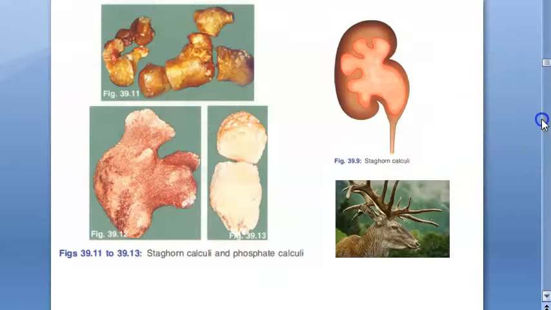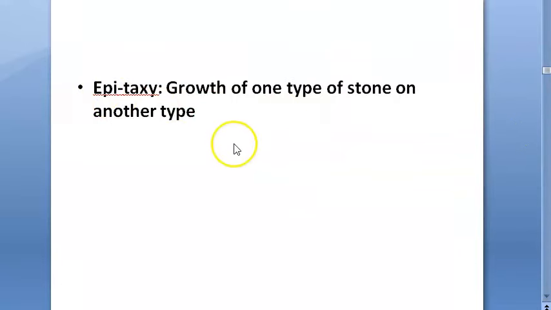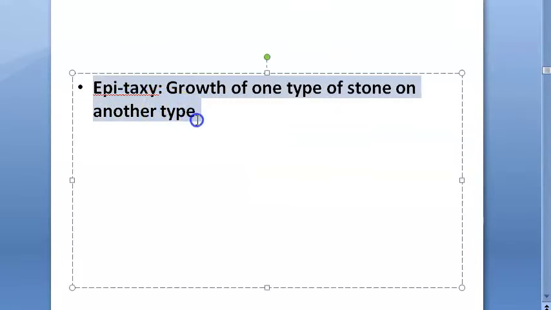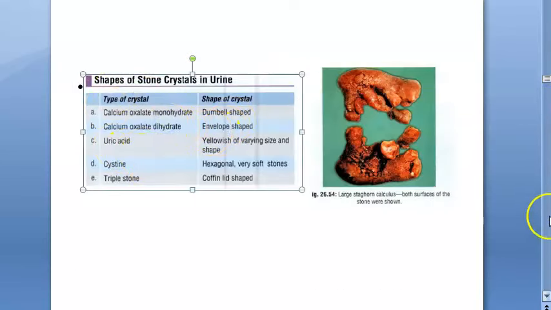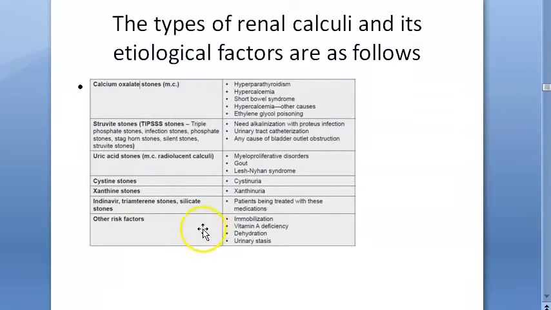We're just taking a recap. If there is one type of stone growing on another type of stone, you saw 4 types of stones. That one type of stone growing on another type of stone is called epitaxy. And there are a lot of other types of stones, guys, like xanthine stones, and there is another term, struvite stones. They are also called triple phosphate stones, okay.